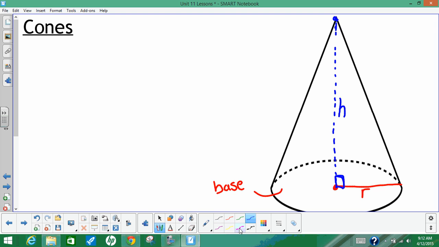And then we also have a distance that we like to measure and that we'll need to find things out about the cone, and that's the distance from the tip of the cone down this side to the base. And it's usually labeled with the letter L, so we'll just talk about it as a length from the tip of the cone all the way down to the base. And it's slanted. It's a slanted measurement, which is usually why we call it slant height.